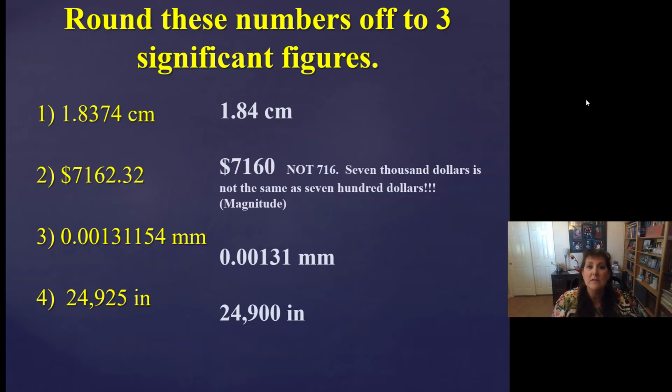So there's our answers. Again, 1.84 centimeters, 7,160, not 716, 0.00131 and 24,900. This is very important. Okay, so if you have questions about these, ask your instructor. You've got to be able to round to the correct sig figs every time we do math in this class. So this is big. Again, nothing's new. We're just rounding. Good luck.